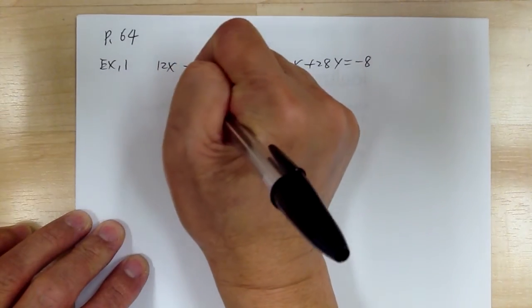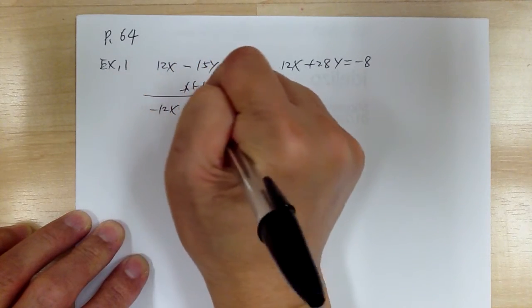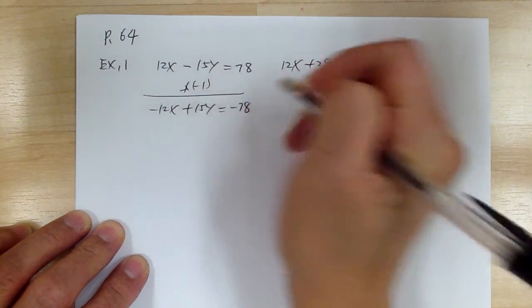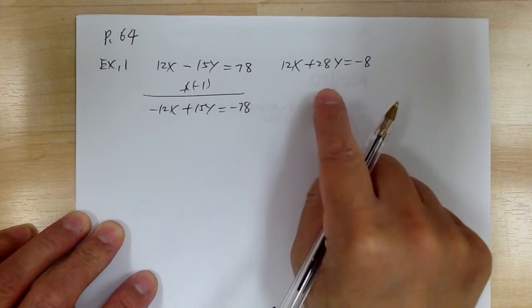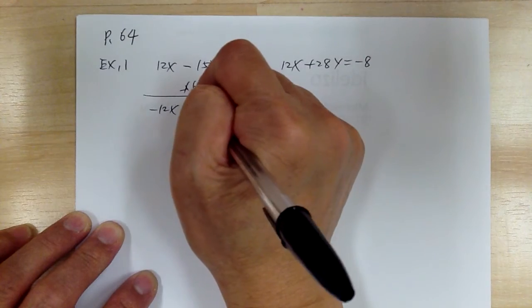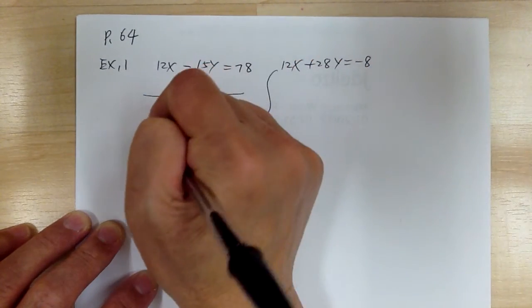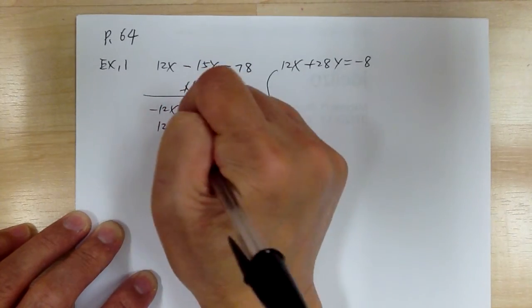So multiply by negative 1. So I get negative 12x plus 15y equal to negative 78. And I'm going to put one under the other. It doesn't matter if you put this under here or this under here. It doesn't matter. Okay, so I'm going to put this under here. So again, this is from Algebra 1.